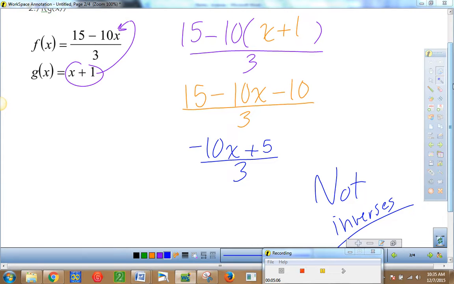So that means that f of x and g of x are not inverses of one another. Okay? Cool. Nice.